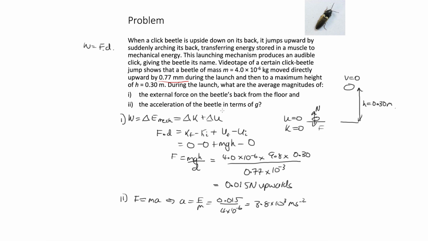But it asks us in terms of g, so we just divide by g to give it in terms of g. So a is equal to 3.8 times 10 to the 3 over 9.8 g. We can see why this works: if we have g divided by 9.8, that's 1, and we can multiply anything by 1 and it's not changed. So solving this, we get 390 g as the acceleration of the beetle as it's launching itself. So quite a high acceleration.